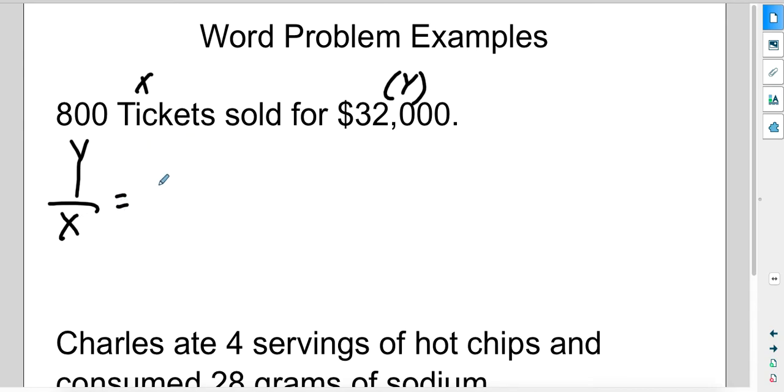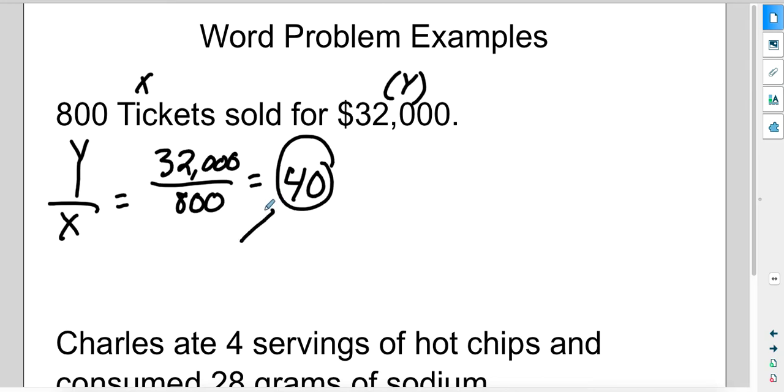If I want to find my COP, I'm going to divide 32,000 by 800. That's going to tell me that each of these tickets was $40. So my COP would be 40.